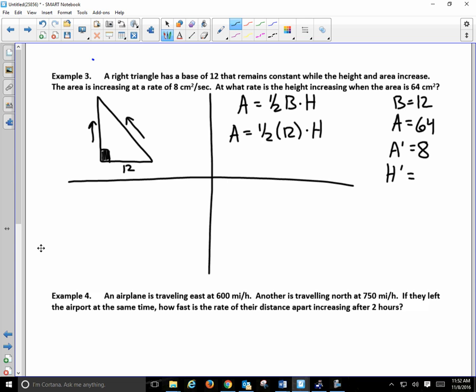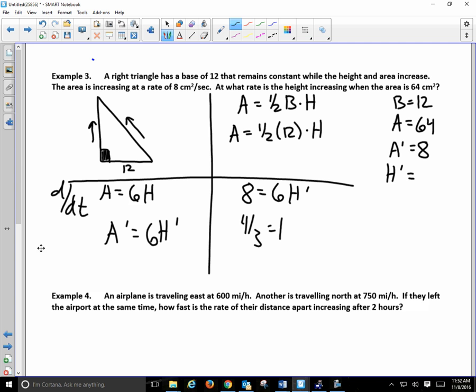I have area is equal to 6h. I will take the derivative with respect to time. What is the derivative? A prime is 6 H prime. So A prime is 8 is equal to 6 H prime. So 4 over 3 is equal to H prime. Or 4 over 3 looks like centimeters per second.